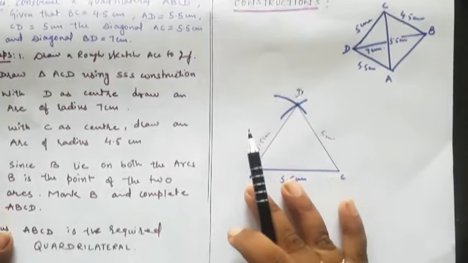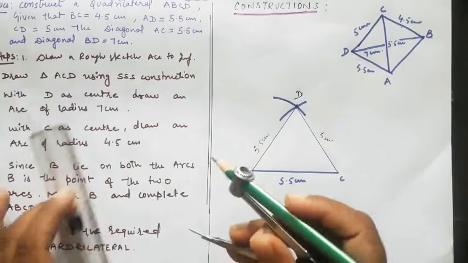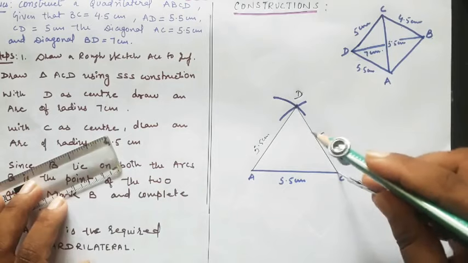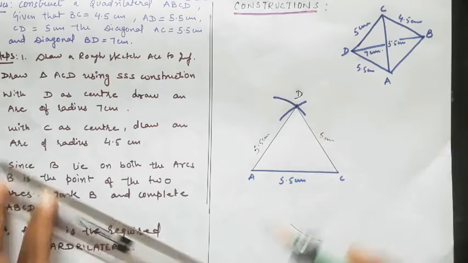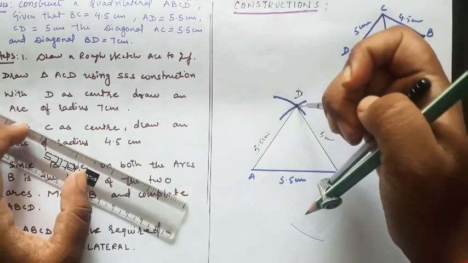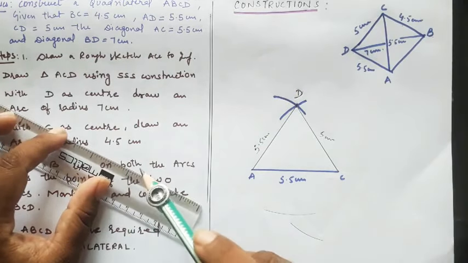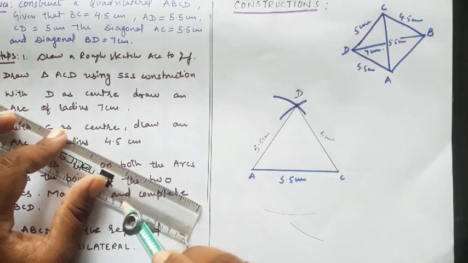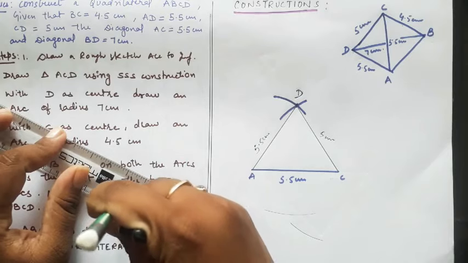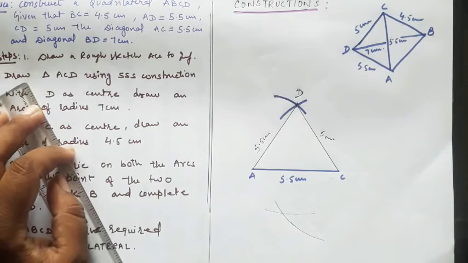Okay, same here we'll do. See, first of all from C we'll take 4.5 centimeter arc, and from D I'll take 7 centimeter. I will try that both arcs should intersect one another. Okay, see, here both intersect each other.